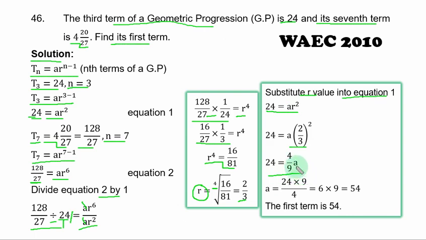To get a, multiply through by 9 to clear the fraction and divide both sides by 4. You have it in this form, and that is 54. Therefore, the first term of the given GP is 54.